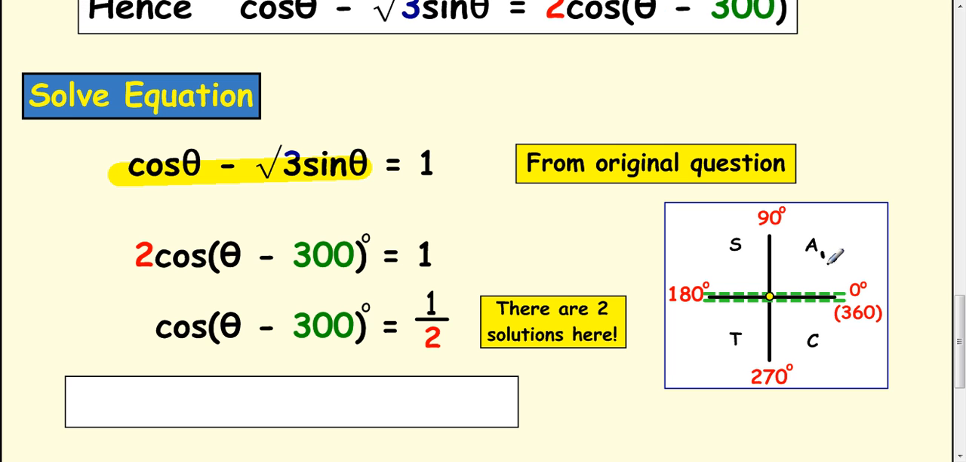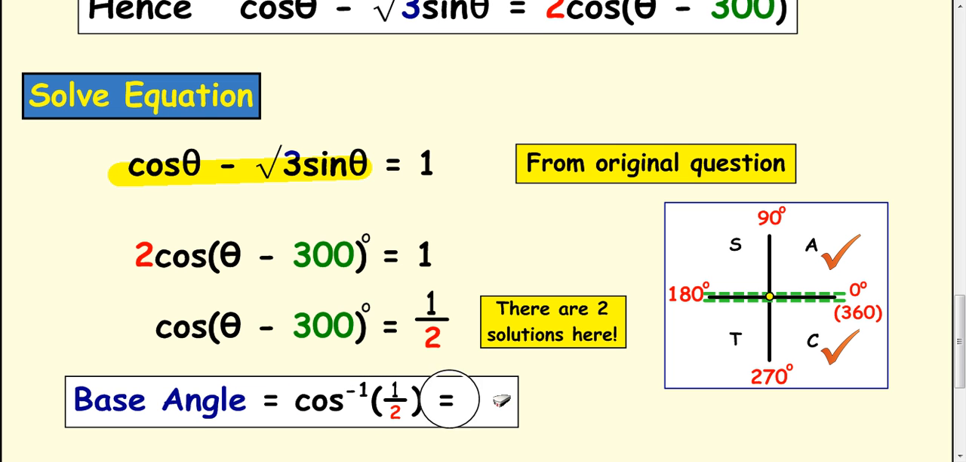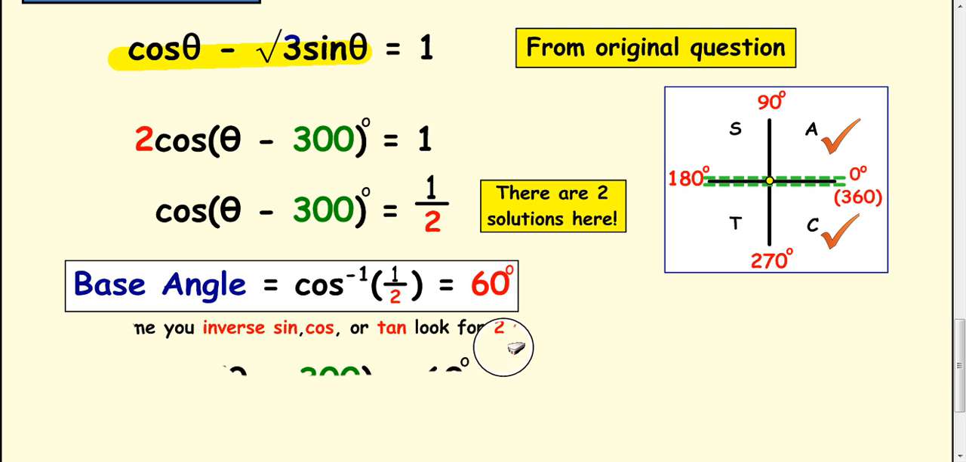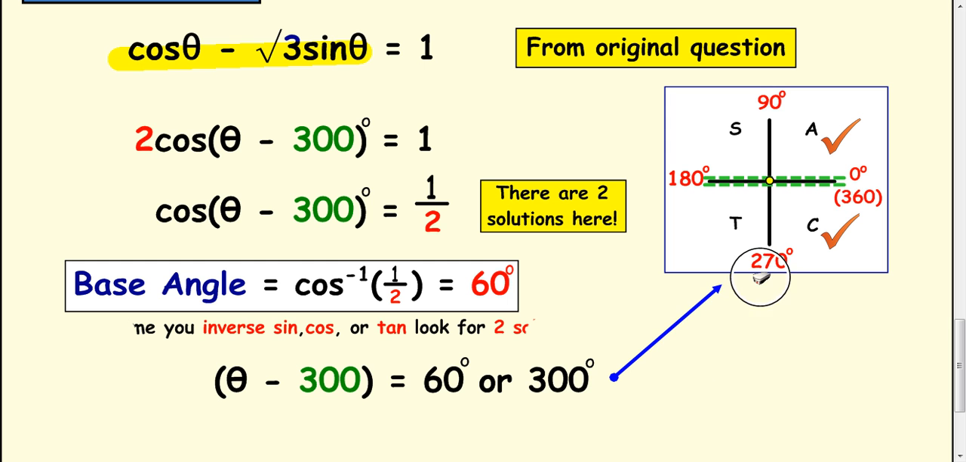Okay, so if we inverse cos a half, there's 2 solutions. Cos is positive, so you've got your first quadrant and your fourth quadrant. So if you inverse cos a half, then you're looking at your base angle of 60. So basically you've got 60 degrees, or 60 back from here. So 60 or 300 from this here. Just a wee reminder, every time you inverse sine, cos or tan, you must look for 2 solutions. Occasionally, like I described there, there's only one, but most of the time there'll be 2 solutions.